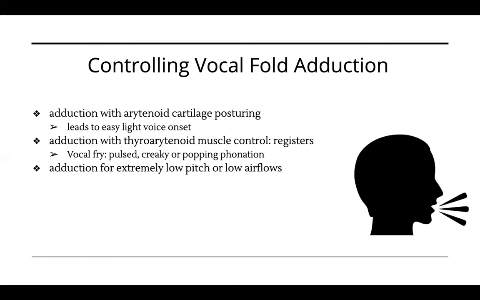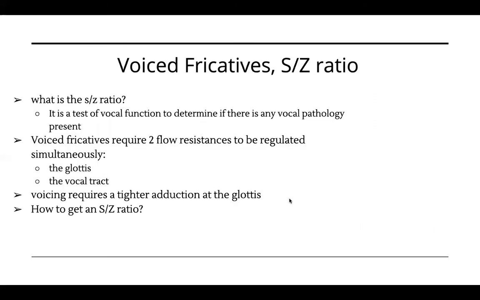For this one, the pulse register makes a person more susceptible to voice damage, including glottal fry, low pitch, low airflow, and low volumes. Voice fricatives and the SZ ratio. What is the SZ ratio? It is a test of vocal function to determine if there is any vocal pathology present. It measures vocal efficacy by comparing acoustic power at the level of the glottis. Ideally, the ratio should be 1 to 1. If the S is a lot higher than that, it is typically an indication of a disordered voice.